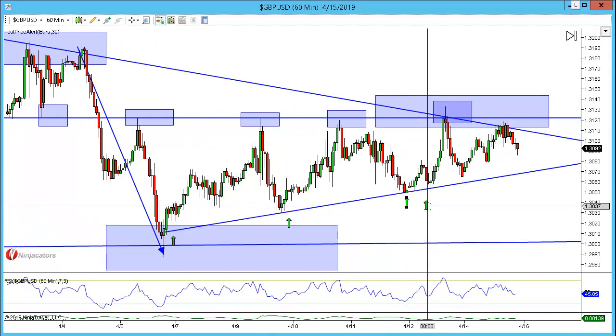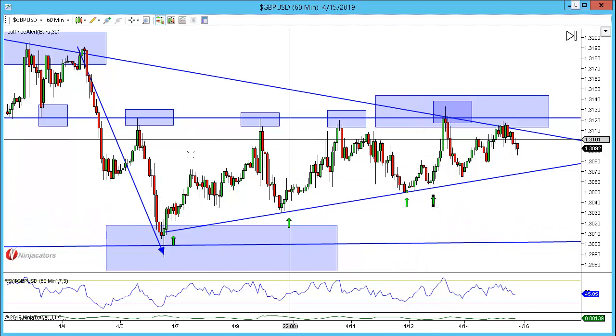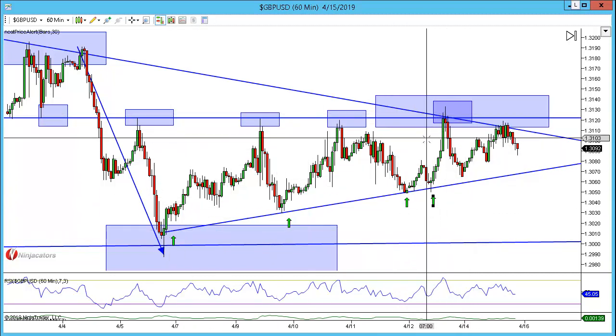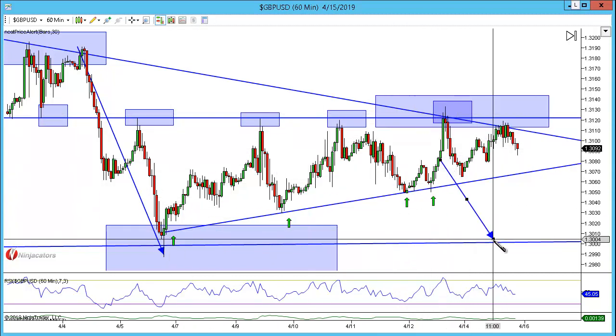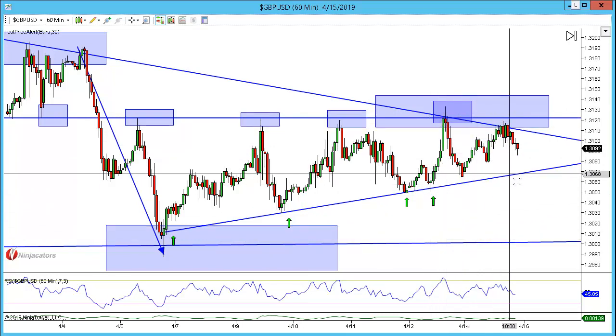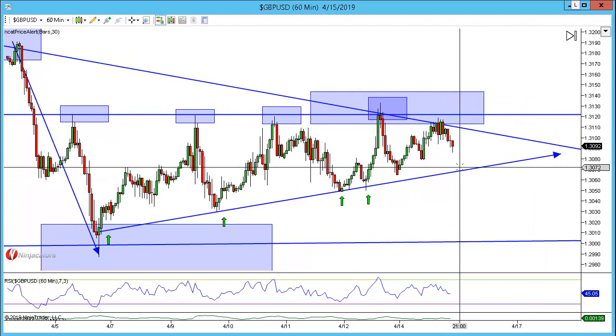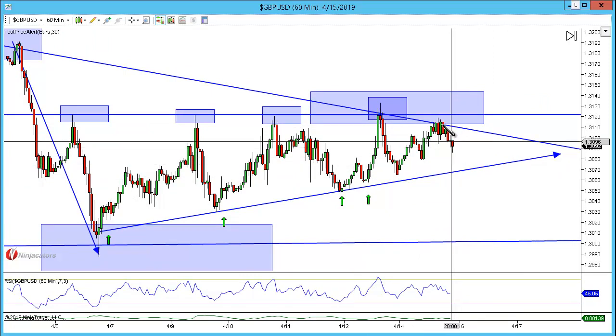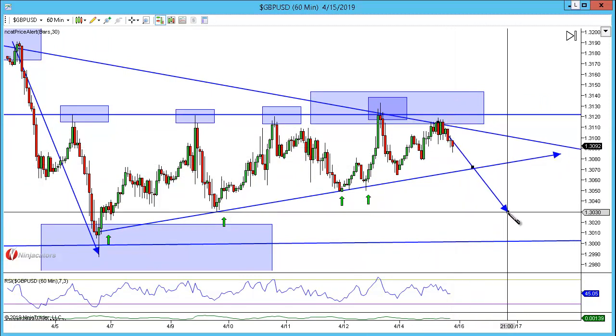I almost got an entry on this. I didn't take it in the end. I wasn't completely happy because I thought that we could break to the downside, but we didn't. We actually went back up for another retest. So for me, if I was going to do anything with this, I would look at selling it.